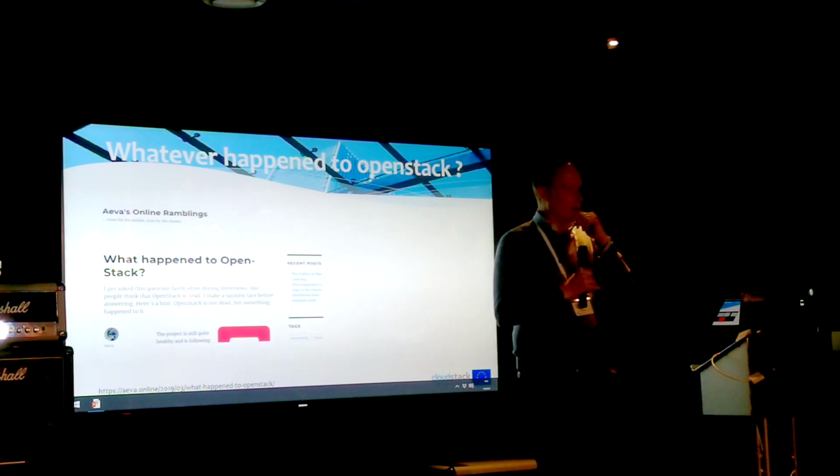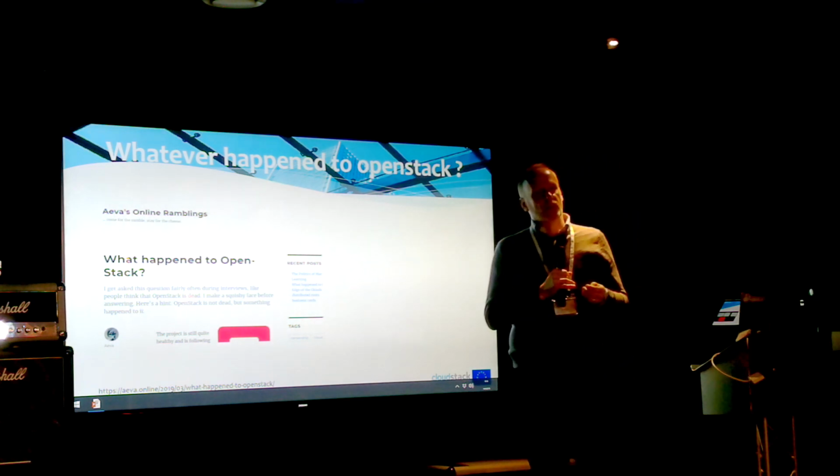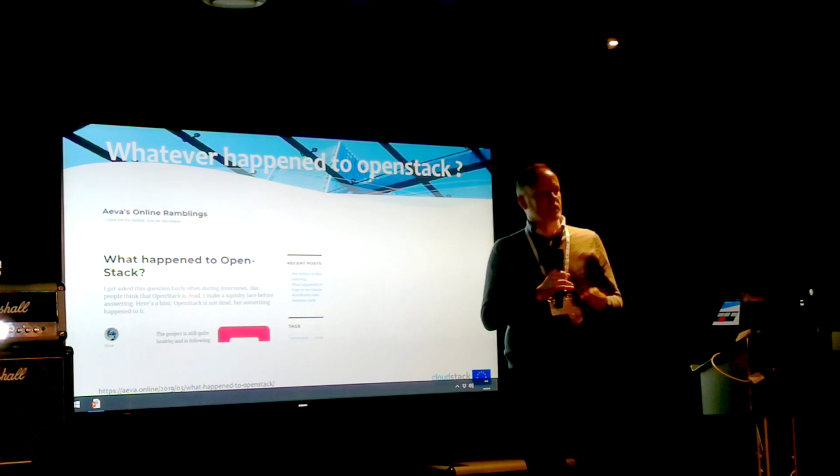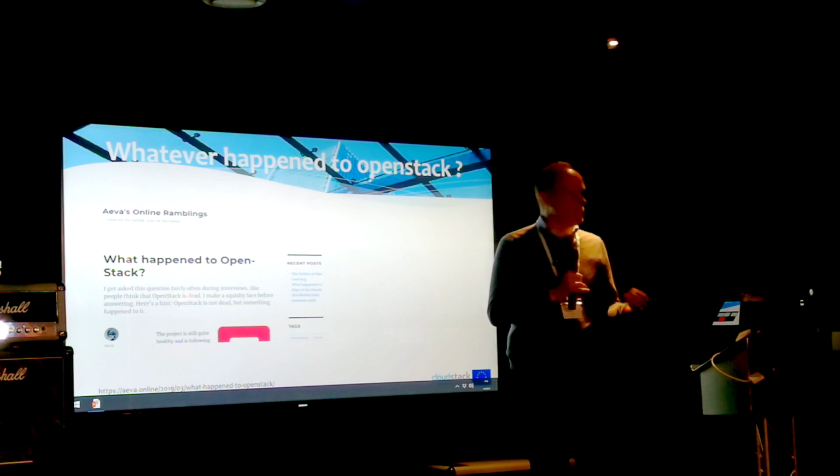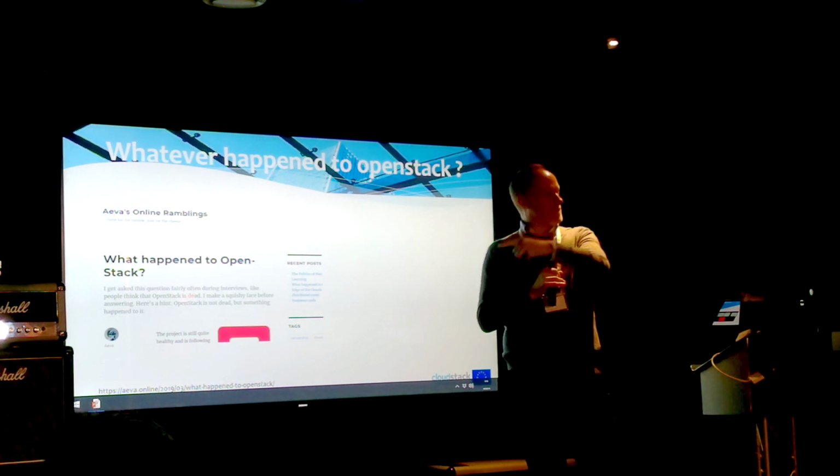Really, really fascinating article, which sort of summarised that the problem that OpenStack has had over the last few years has been too much hype, has been too many vendors involved. And this is what I've been saying from the other side.